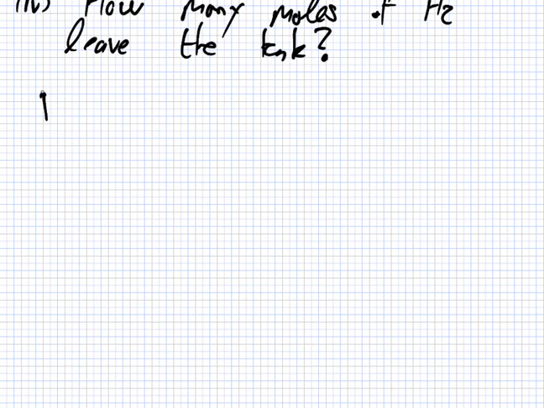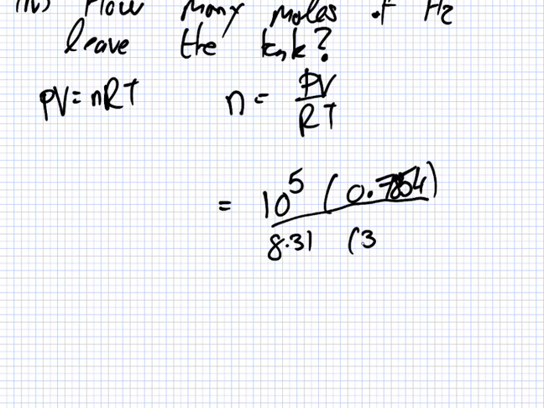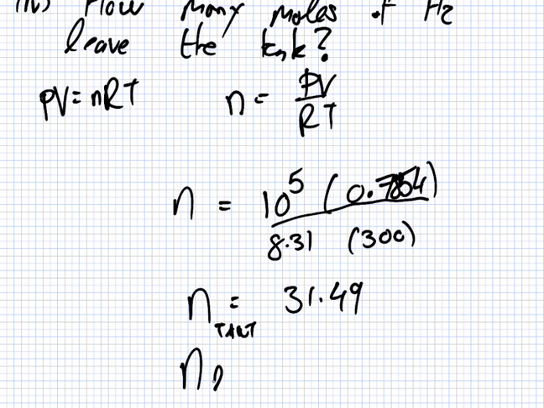So, look, PV equals nRT, so n equals PV over RT. In this case, the P is 10 to the 5, the V is still 0.7854, the R is 8.31, and the T is 300. So what does this equal? 31.49. Now this is how much is in the tank though, so then the amount that left is equal to 63 whatever minus this, so what's that number? 31.48. Okay, so that's half left.